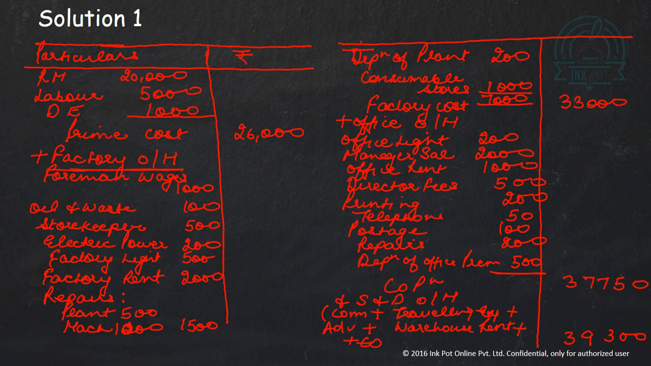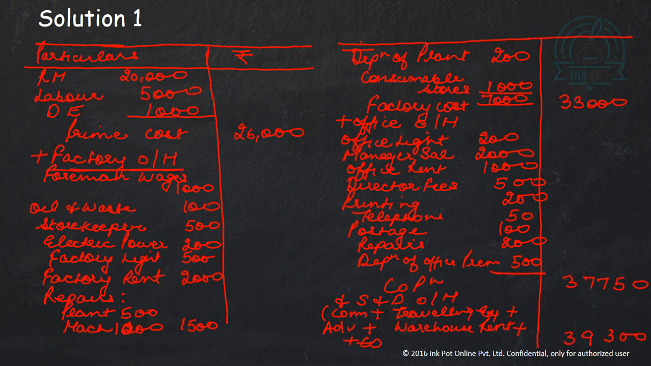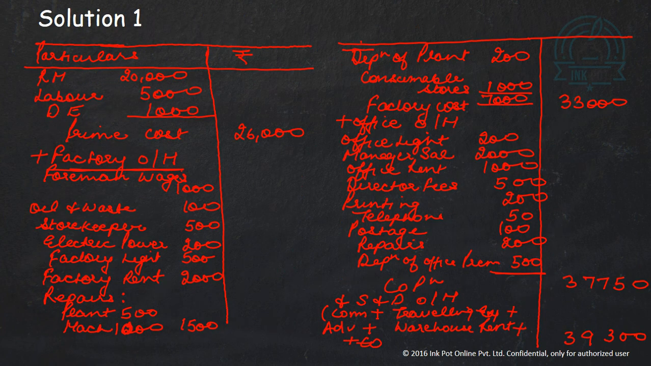So hope you are clear. Let's have a look at the question. See, we added direct material, direct labor and direct expenses. We got prime cost as 26,000. Then we added all the factory expenses like oil and waste, wages of foremen, storekeepers wages, electric power, factory lighting, factory rent, factory plant and machinery repairs, depreciation on plant and machinery, consumable stores, etc. to this, and we got the factory cost as 33,000.